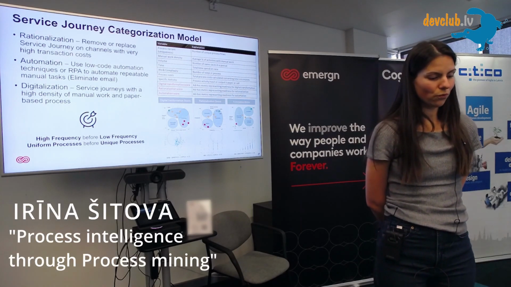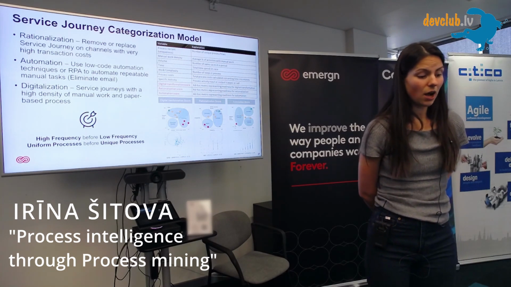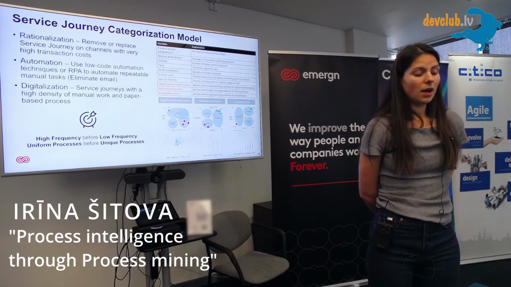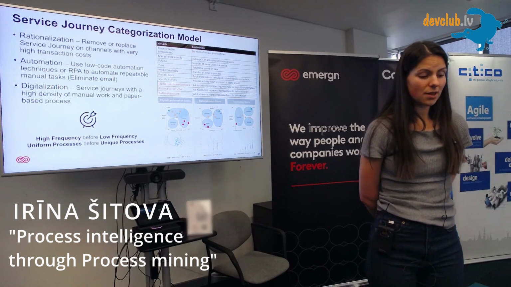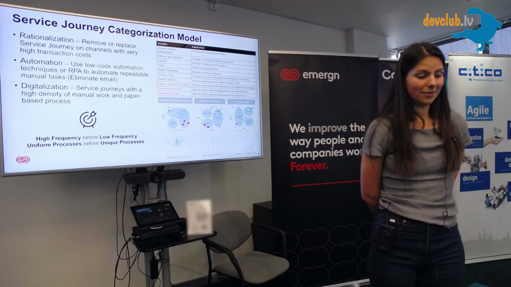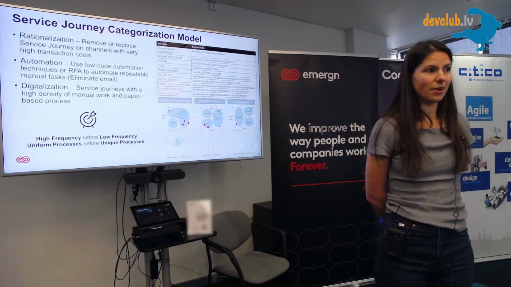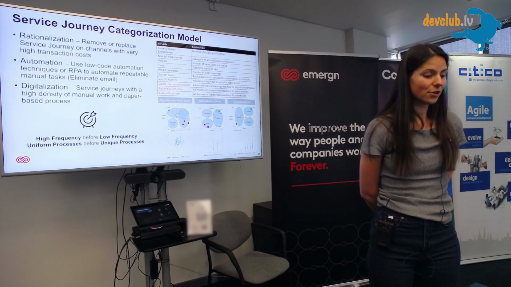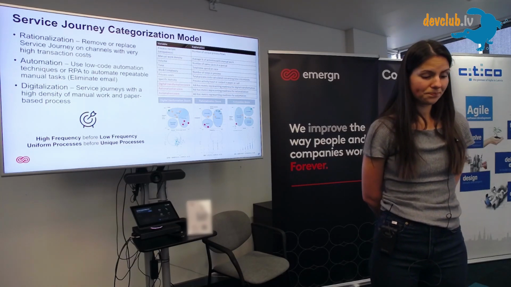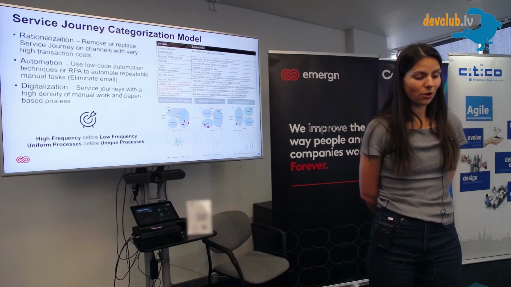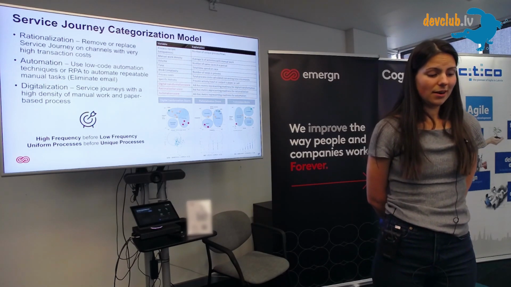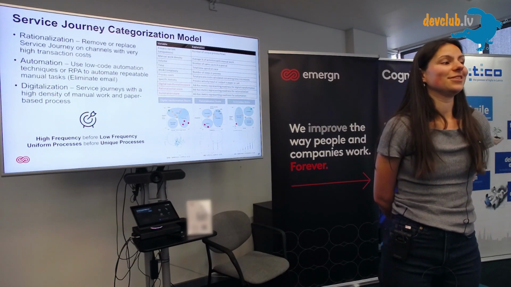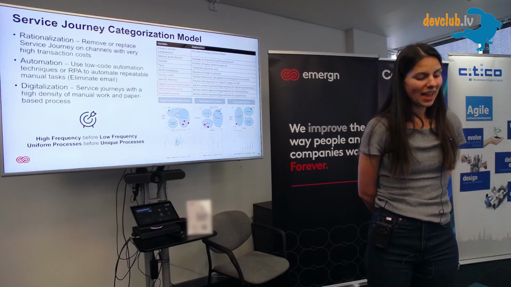Meaning that we need to remove or replace service journeys or channels with very high transaction cost, or some of the journeys could actually be automated. So we need to find out which service journeys are first in line for automation. Then also some service journeys are paper-based, and we need to try to find a solution for digitalization of them.